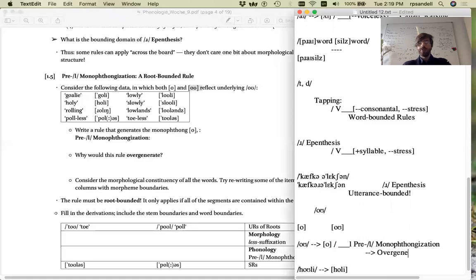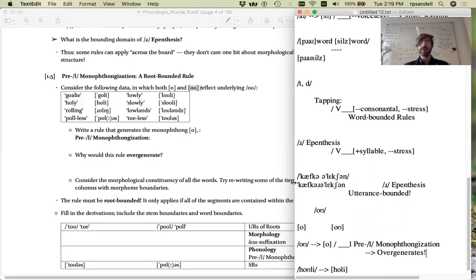And by overgenerate here, the term overgenerate simply means that the rule predicts the existence of forms that shouldn't happen. We can introduce a distinction here between the terms overgenerate and undergenerate that are often used by phonologists.